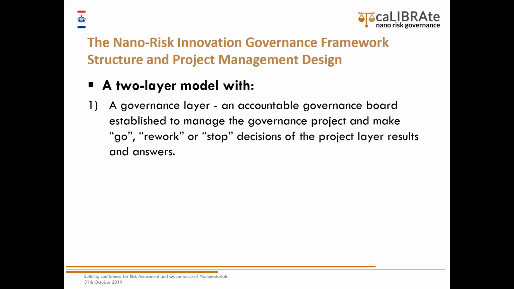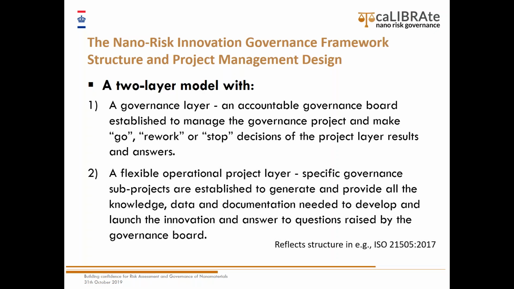And the governance layer is the layer, or the board, where the decision-making questions are established. And then we have the second layer, which is the operational project layer, where data are generated. So this is the specific governance of sub-projects that are established to generate and provide all the knowledge, data and documentation that is needed to develop and launch the innovation and answer the questions, as I mentioned before, raised by the governance board. And this approach reflects completely the ISO 21505 model that was published in 2017.